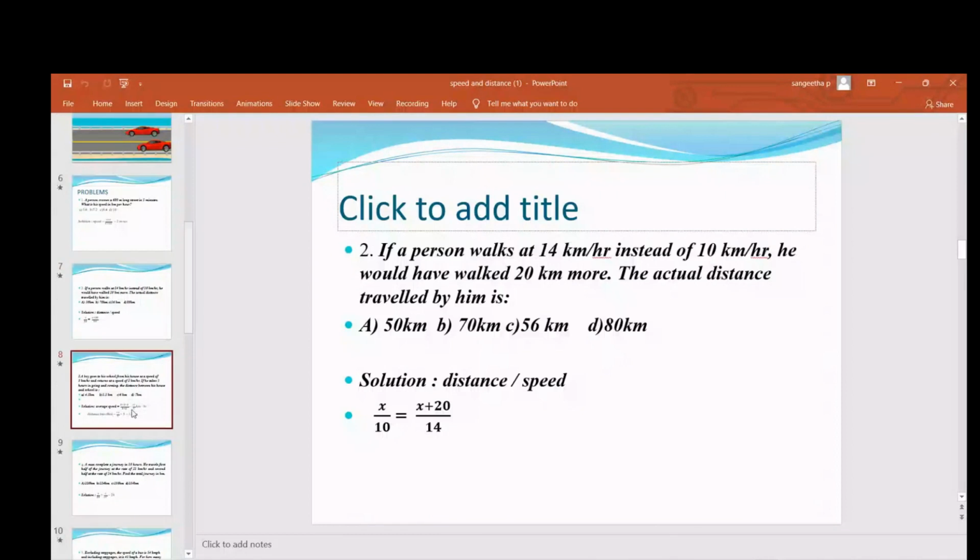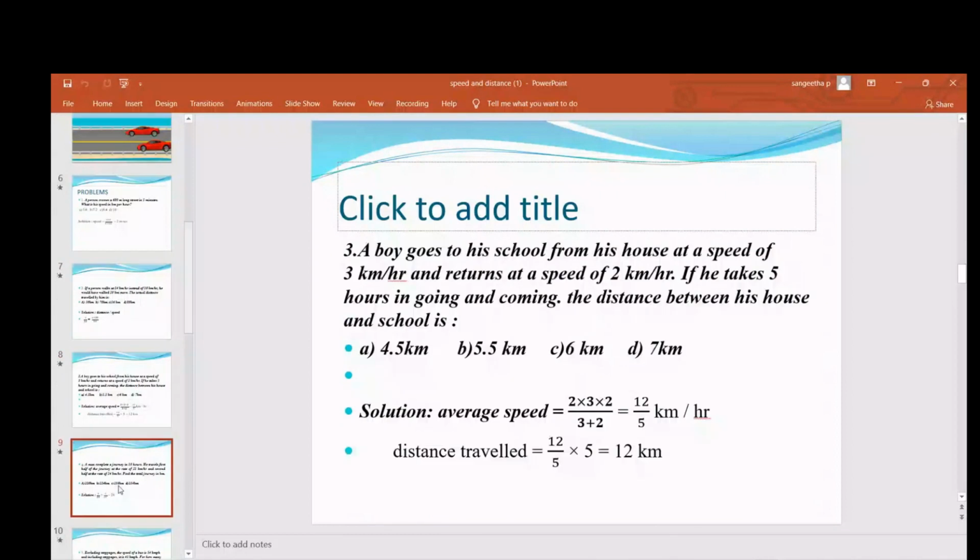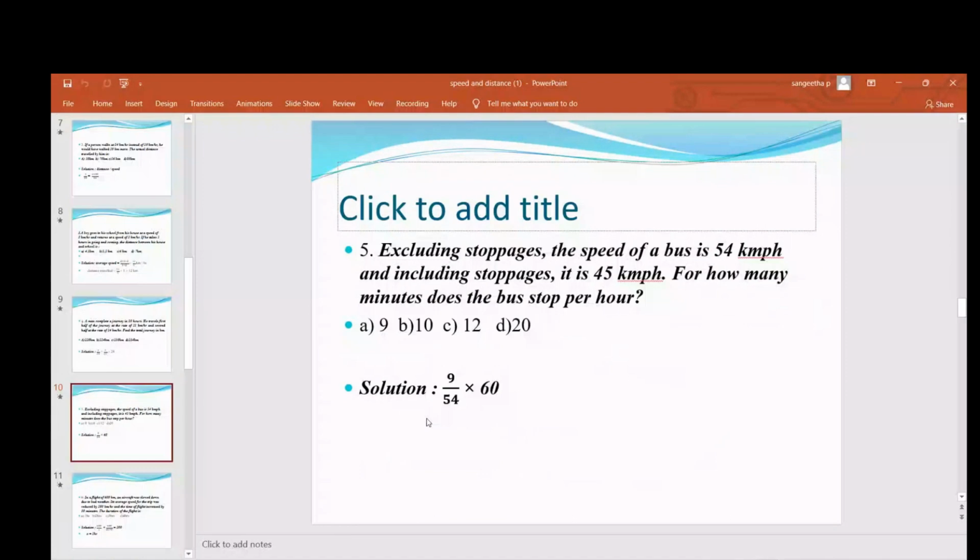So read the problem. Imagine you are traveling in a bus. While we are traveling in a bus, we have some stoppages, right? So excluding the stoppages, the speed of the bus is 54 km per hour, and including stoppages, its speed is 45 km per hour. How many minutes does the bus stop per hour? That you have to calculate.